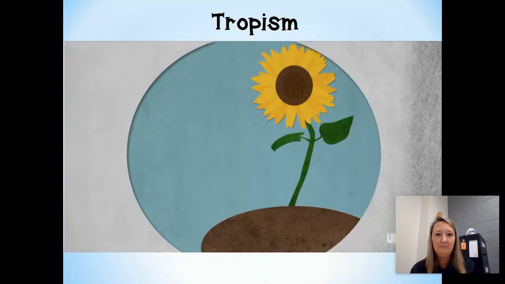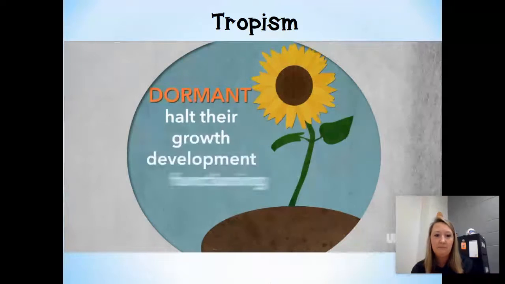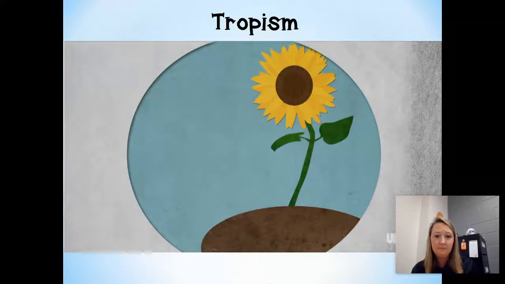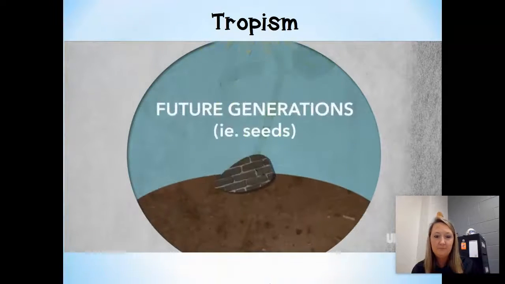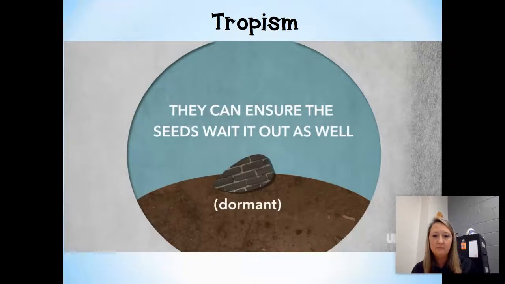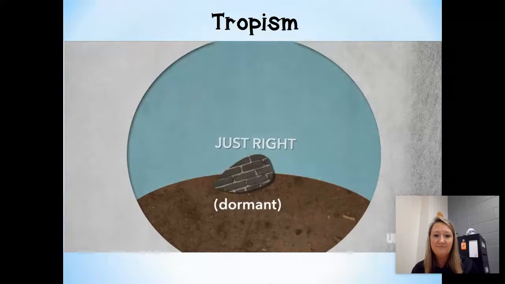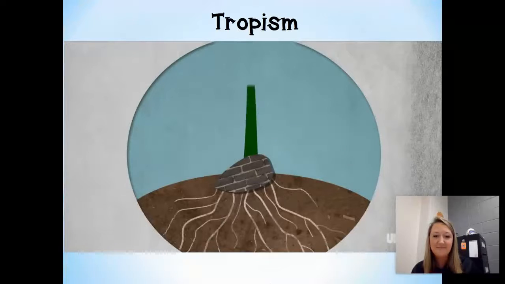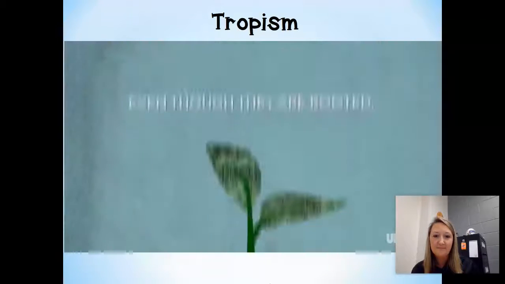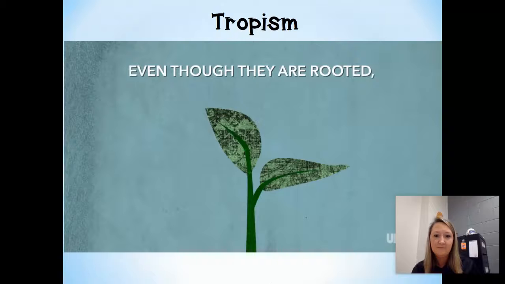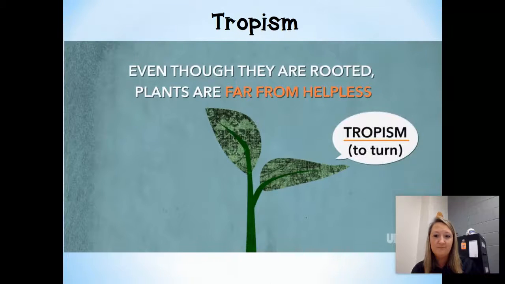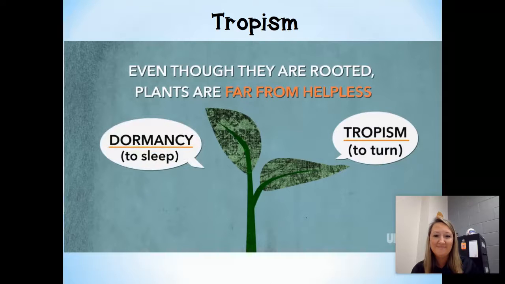And if all else fails, plants have the amazing ability to go dormant, to basically temporarily halt their growth, development, and functioning until things get a bit less hairy. And if they can't disperse future generations, i.e. seeds, far enough, they can ensure the seeds wait it out as well. Some seeds can remain dormant for hundreds of years until things get a tad more favorable. Then they start germination and ta-da, off they grow. So even though they are quite literally rooted to the spot, plants are far from helpless. If they can't turn the other cheek, they can at least sleep it off, so to speak.